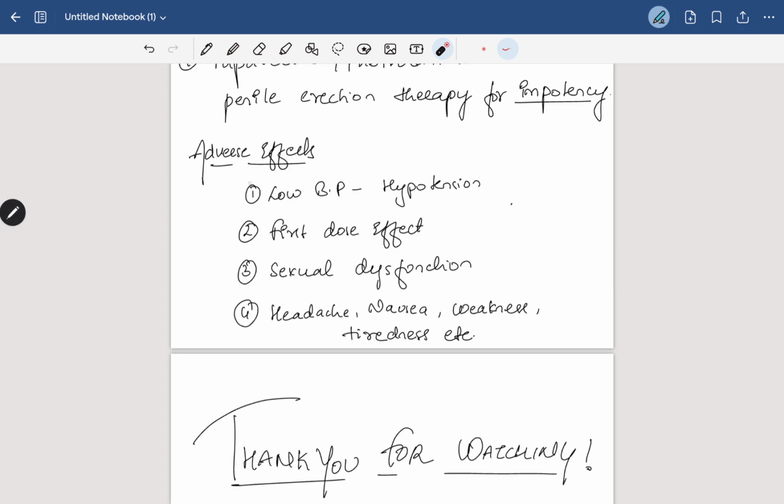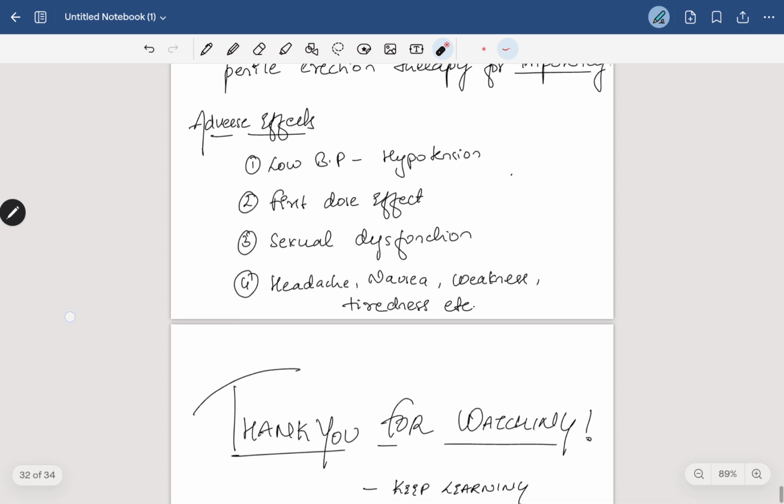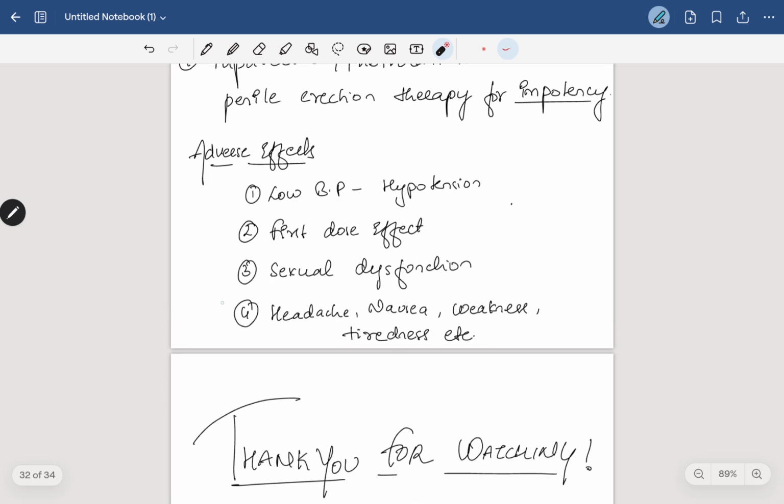As I told you, the adverse effects have been covered in the discussion that we did right now, but I have just written it at one side. So the adverse effects of alpha blockers is that it may cause very low BP, which may lead to hypotension in some people. It causes first dose effect. It causes sexual dysfunction and some general adverse effects such as headache, nausea, weakness, and tiredness.